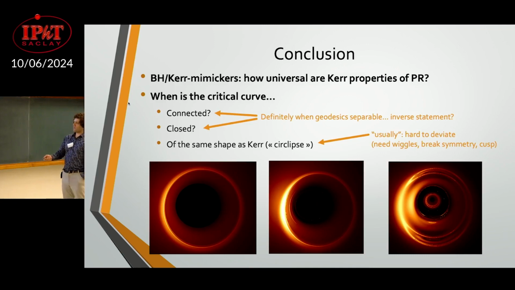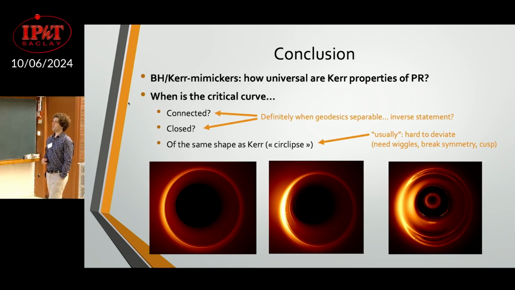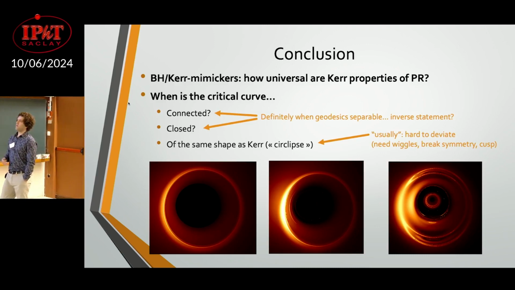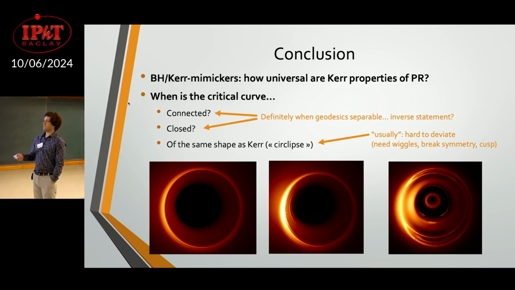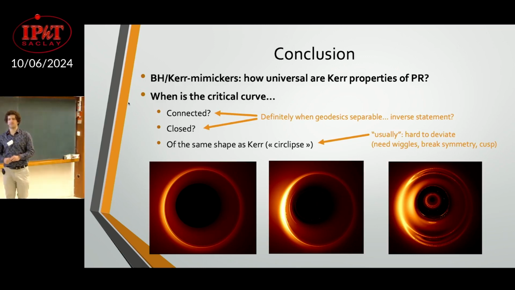And then, if you do have one critical curve like this, we can talk about the shape of it. And when is the critical curve beyond Kerr, beyond GR? When does it fit in the same shape category, right? The circlips category. And so there, the, let's say, heuristic answer is usually, right? It's very hard to deviate from this Kerr shape. And in particular, just measuring this precisely is not going to be the measure of does it break GR or not. If there's something that breaks the circlips shape, you'll see it already from other signatures. Okay, I'll stop there. Thanks.